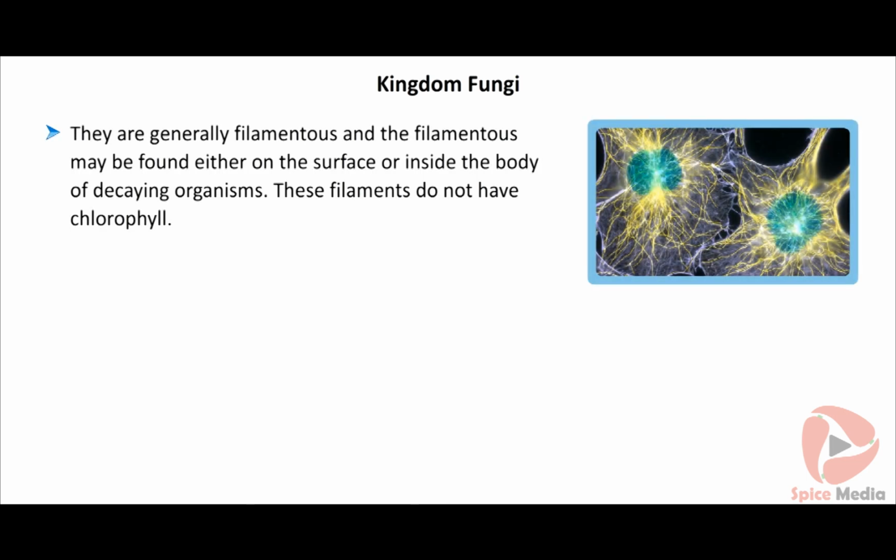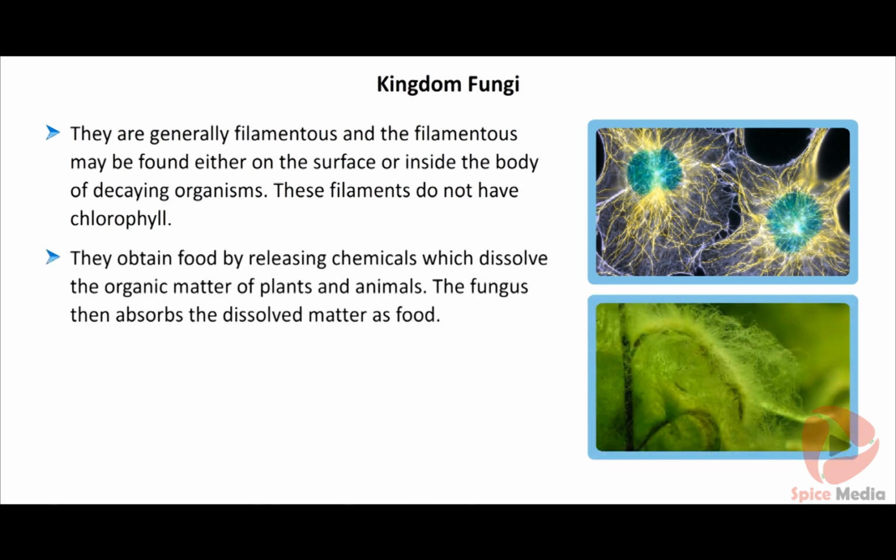Kingdom Fungi. They are generally filamentous, and the filaments may be found either on the surface or inside the body of decaying organisms. These filaments do not have chlorophyll. They obtain food by releasing chemicals which dissolve the organic matter of plants and animals. The fungus then absorbs the dissolved matter as food.